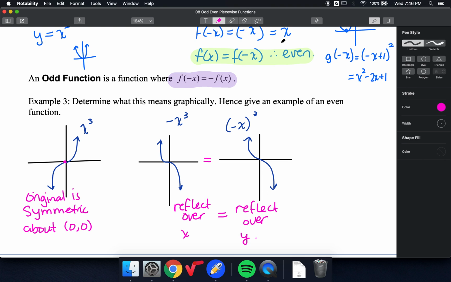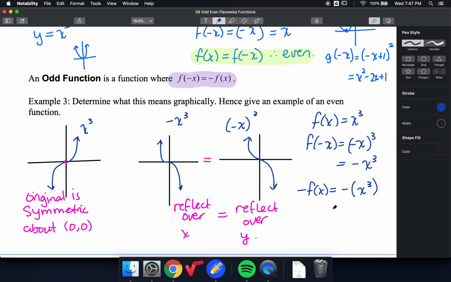But algebraically, I'm going to take f of x equals x cubed. F of negative x is negative x cubed. Of course, that is going to be negative x times negative x times negative x, which is going to give me negative x cubed. Negative f of x means I take the negative and multiply it by my f of x, which of course is negative x cubed. So now f of negative x equals negative f of x. Therefore, my function is odd.